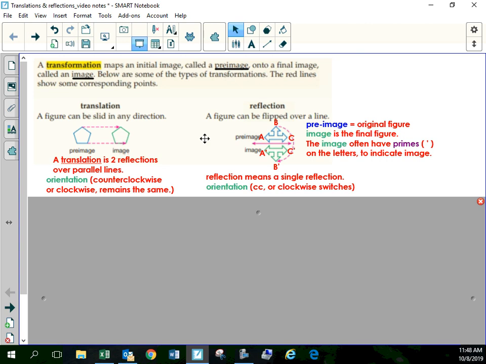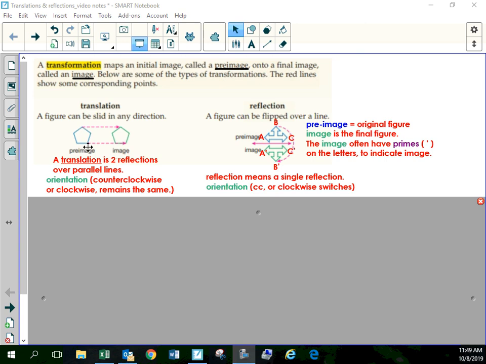Now, orientation. Orientation refers to whether the figure is going clockwise or counterclockwise. If you have a figure on your assignment, you're going to be dealing with mostly points, so there's not going to be orientation with a single point. But orientation, like say we called this A, B, C, D, E. If they ask about orientation, your only answers can be clockwise or counterclockwise. That's it. Now, if we have a translation, the orientation is going to remain the same.